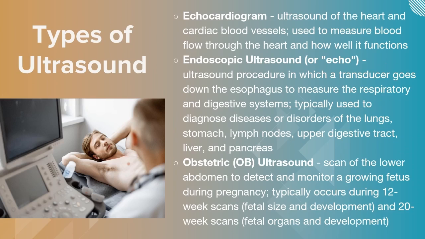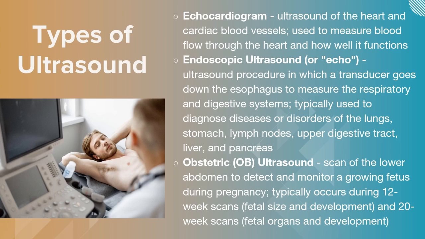There's echocardiograms. It has to do with the heart and the cardiac muscles, the blood measurements, how the heart is functioning. There's endoscopic ultrasounds. Echo is the shorter version many people will use. It's an ultrasound procedure done by going down the esophagus to measure the respiratory and digestive systems, usually used for diagnosing diseases and disorders of the lungs, stomach, lymph nodes, upper digestive tract, liver, and pancreas.